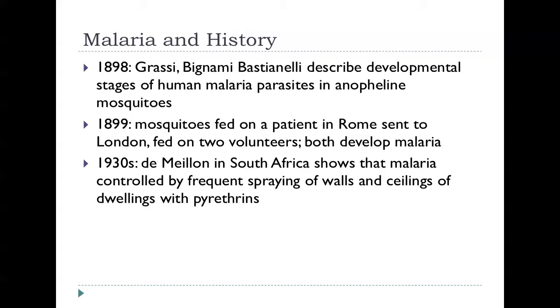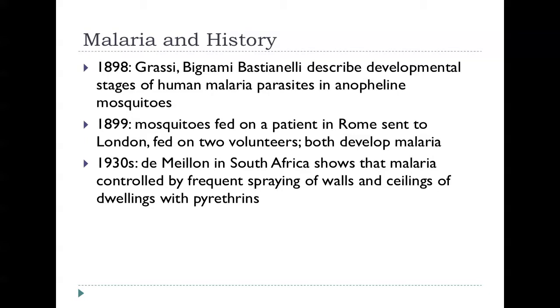And things in those days moved very quickly. They showed that if you feed mosquitoes on a patient in Rome and then send those mosquitoes to London and let them feed on volunteers, those volunteers in London will get malaria. So basically they showed beyond all doubt that it was the mosquitoes that were transmitting malaria.